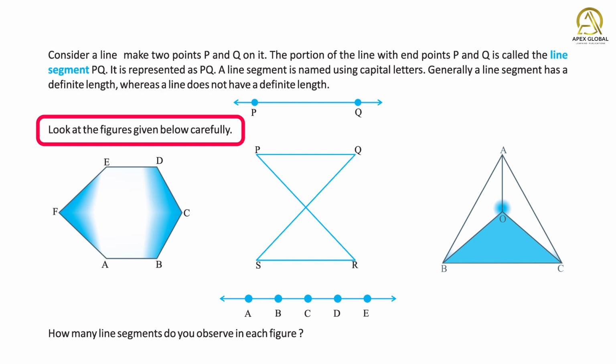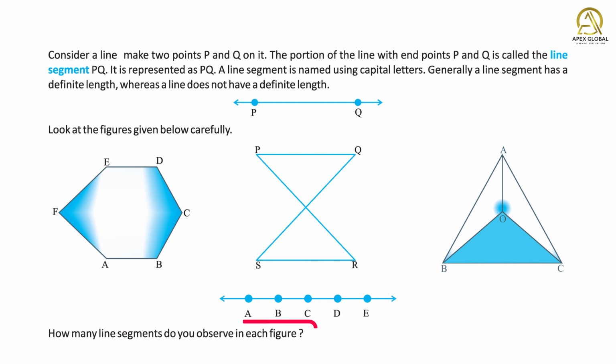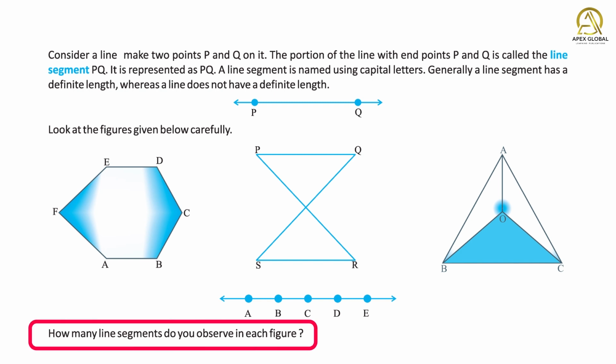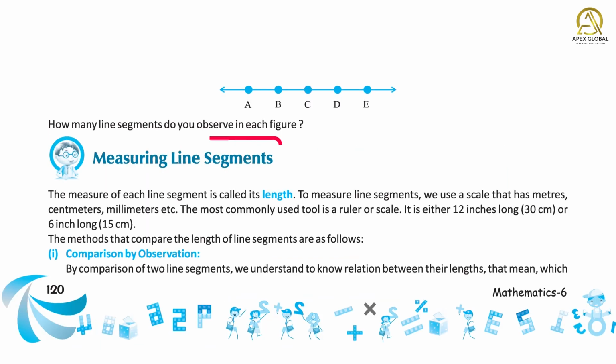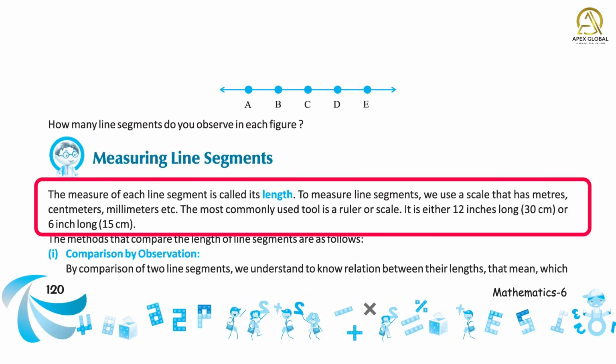Look at the figures given below carefully. How many line segments do you observe in each figure? Measuring line segments. The measure of each line segment is called its length. To measure line segments, we use a scale that has meters, centimeters, millimeters, etc. The most commonly used tool is a ruler or scale.